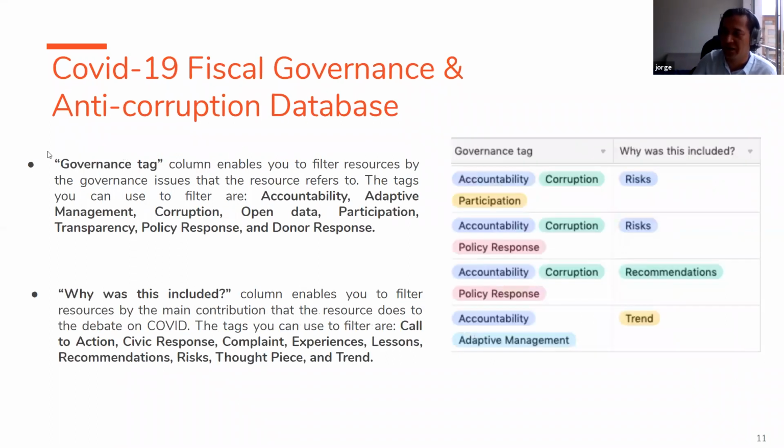The other 2 are the governance tag, which is basically what type of concept the resource refers to in terms of items related to governance issues. So you can see accountability, adaptive management, corruption, open data, participation, transparency, policy response, and donor response.